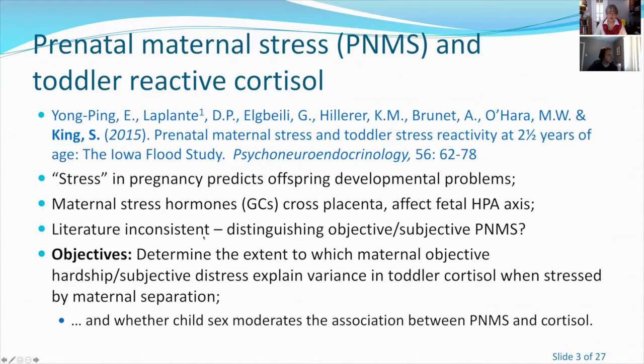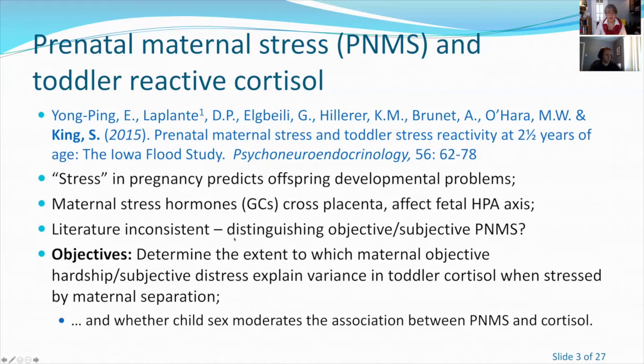But the literature on prenatal stress is very inconsistent. Some people, when they're studying prenatal stress, look at maternal depression or anxiety during the pregnancy. But neither of those are randomly assigned to women. So there's a big entanglement between prenatal maternal anxiety and depression and genetics, for example.